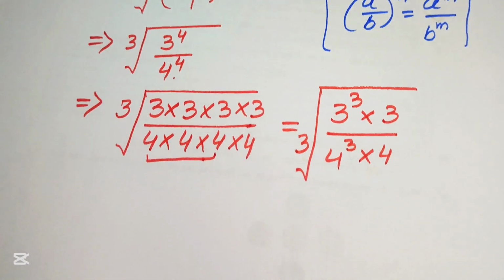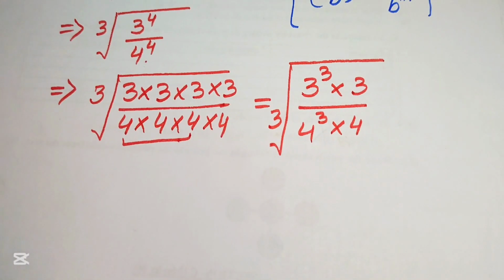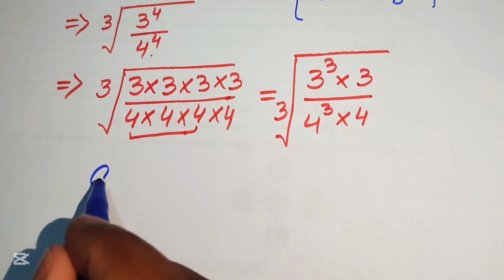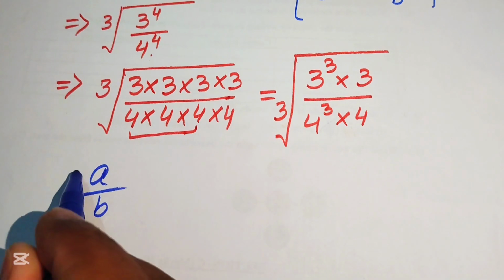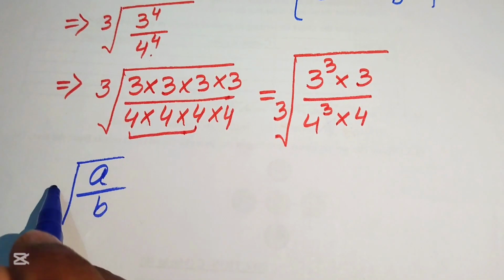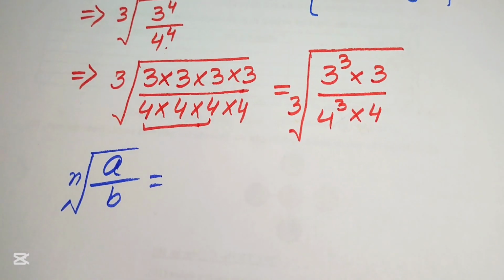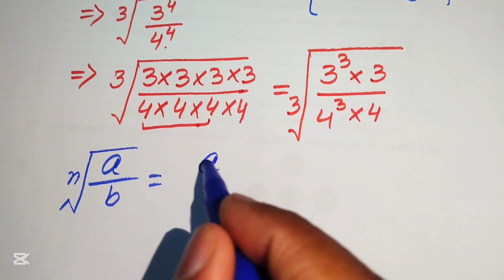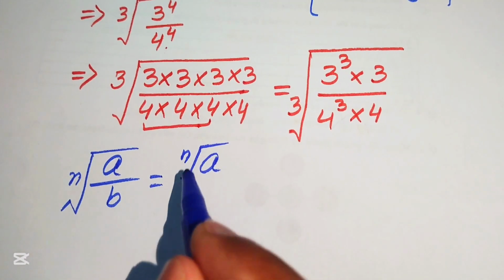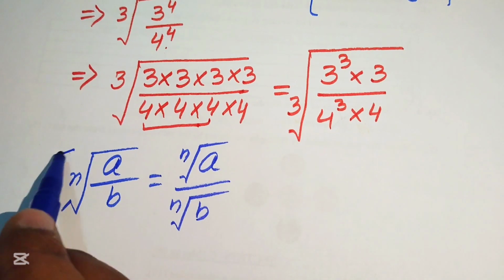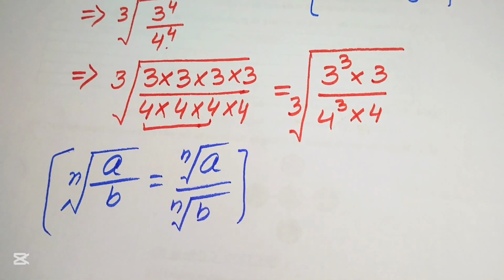Okay, so after this step here we need another nice radical law. So you know that if you have nth root of a over b, then we write it as nth root of a divided by nth root of b. So here we need this nice radical law.